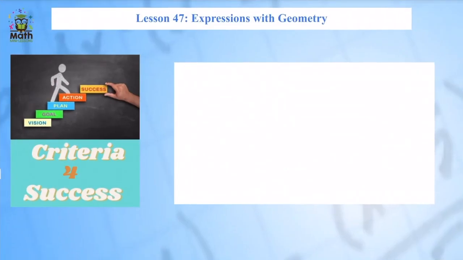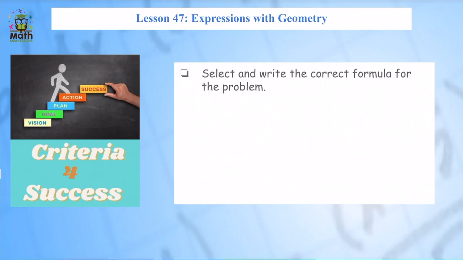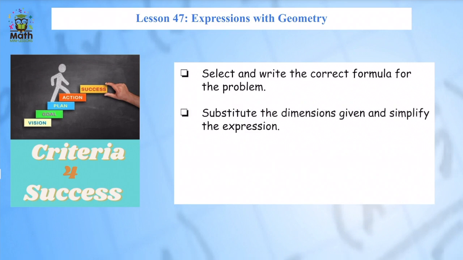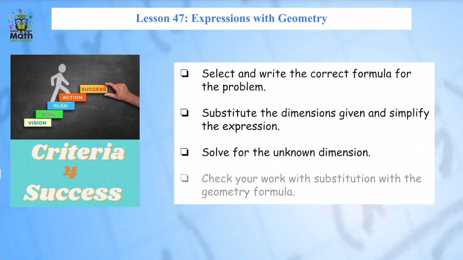Welcome to lesson 47, where we're going to work with expressions that include geometry. Here are the things to look for that demonstrate mastery. Watch them as I do the same problems. You're going to see how we select and write the correct formula for the problem. Watch how we substitute the dimensions given and simplify the expression so that we can solve for the unknown dimension in the problem, and then check our work with substitution into the original formula with all the dimensions.